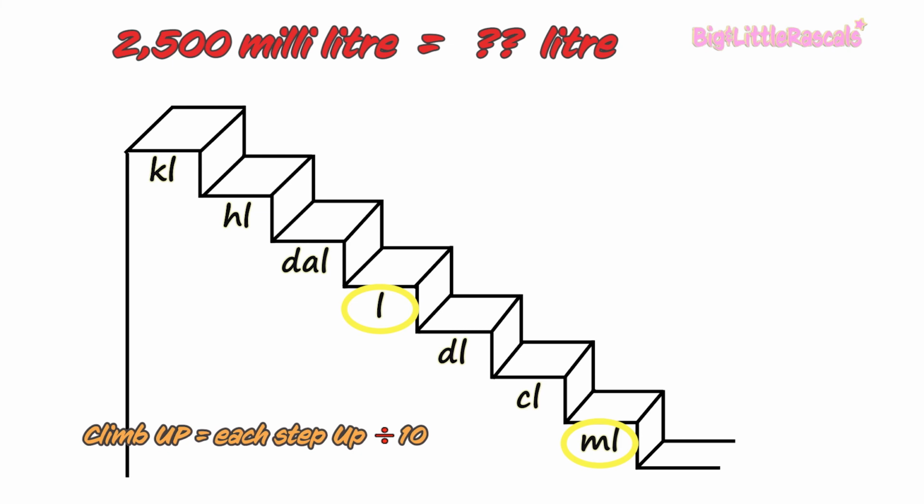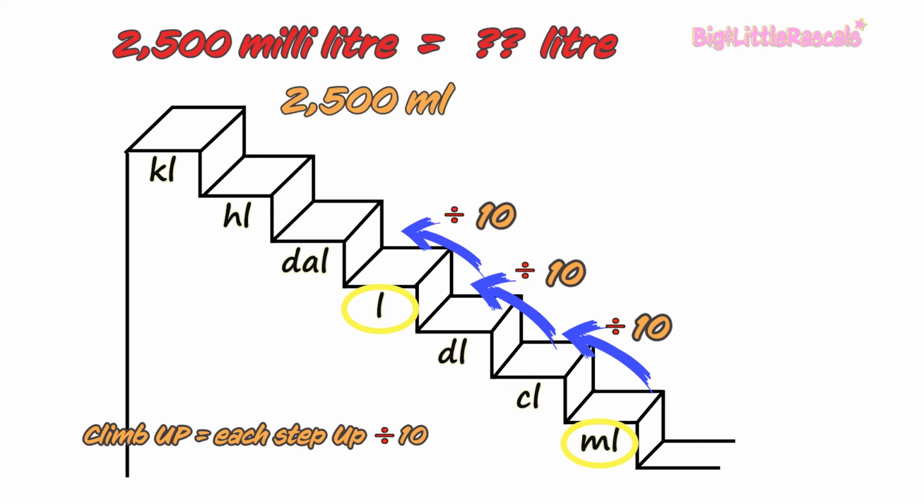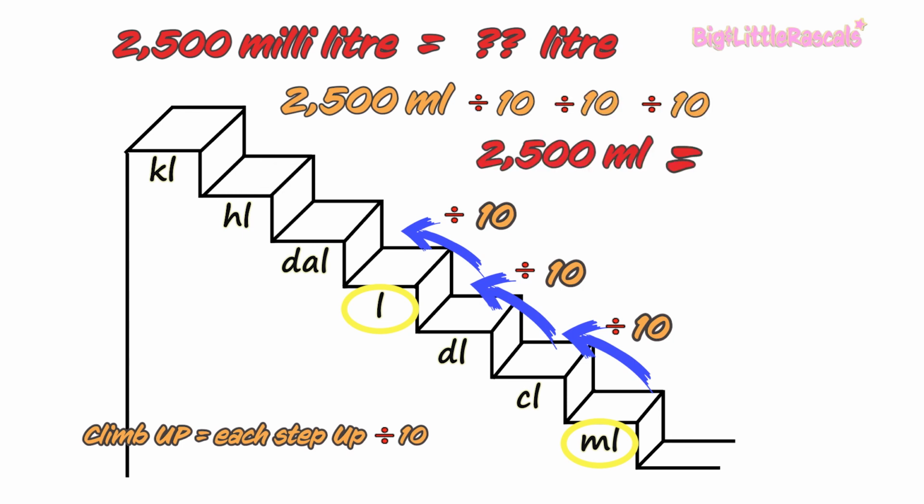Remember the formula. As you are climbing up, each step you jump up, you need to divide by 10. 1, 2, and 3 jumps. So 2,500 divided by 10, and by 10, and by 10 gives you 2.5 liters. So 2,500 milliliters equals 2.5 liters.